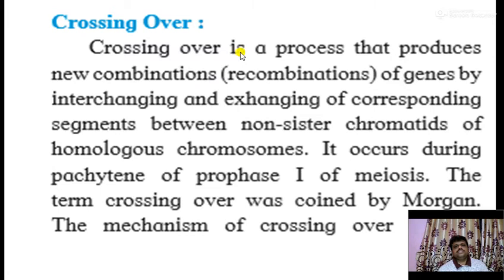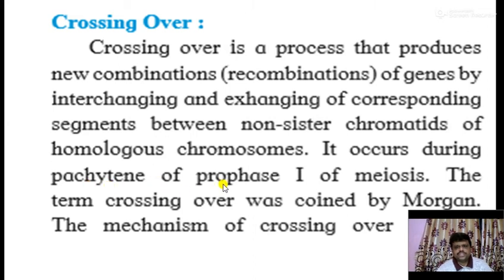So crossing over is a process that produces new combinations or recombinations of genes by interchanging and exchanging corresponding segments between the non-sister chromatids of the homologous chromosomes. This occurs during the pachytene stage of prophase 1 of meiosis. So crossing over takes place between the non-sister chromatids of the homologous chromosomes during meiosis, and the phase is prophase 1 and the subphase is pachytene.